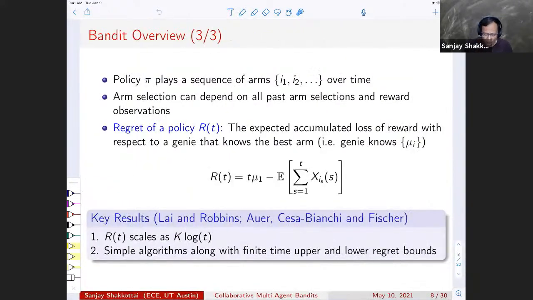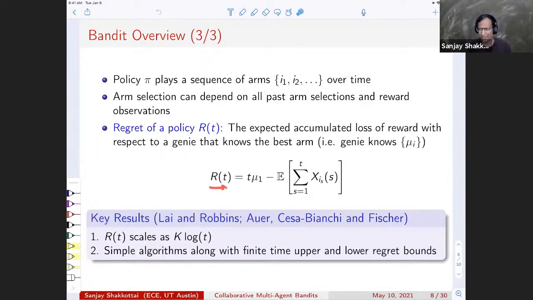So the goal here is to find a policy pi, which plays a sequence of arms over time. The arm selection can depend on all the past arm selections as well as your reward observations. So your filtration up to time t is given, and based on that, your policy can adapt. And the regret of a policy, R of t, is defined as the expected loss with respect to a genie. What do I mean by that?